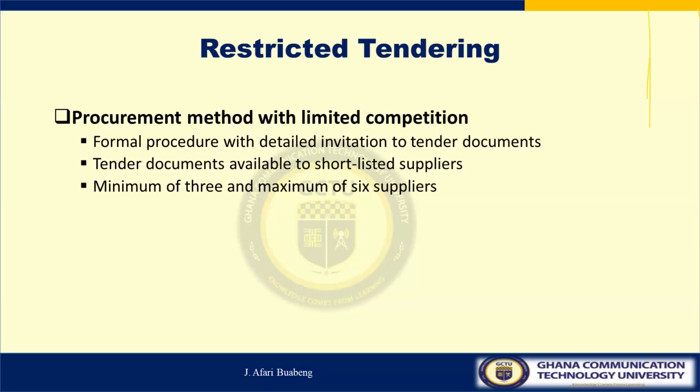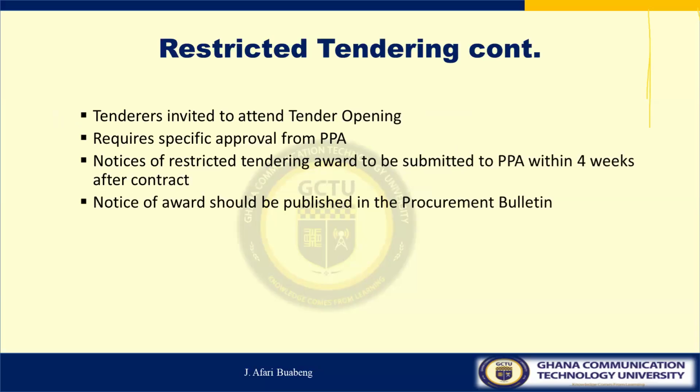Question? Because we are moving to the next one. Like I mentioned, notice of restricted tendering award is to be submitted to PPA within 4 weeks. And as I mentioned, it requires specific approval from the Public Procurement Authority because it is one of those less competitive methods. For all those less competitive methods, especially within public sector procurement, you need approval from the Public Procurement Authority.